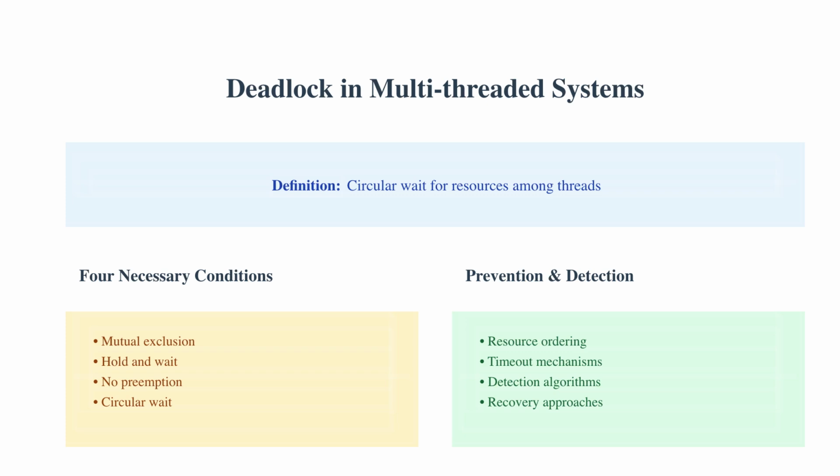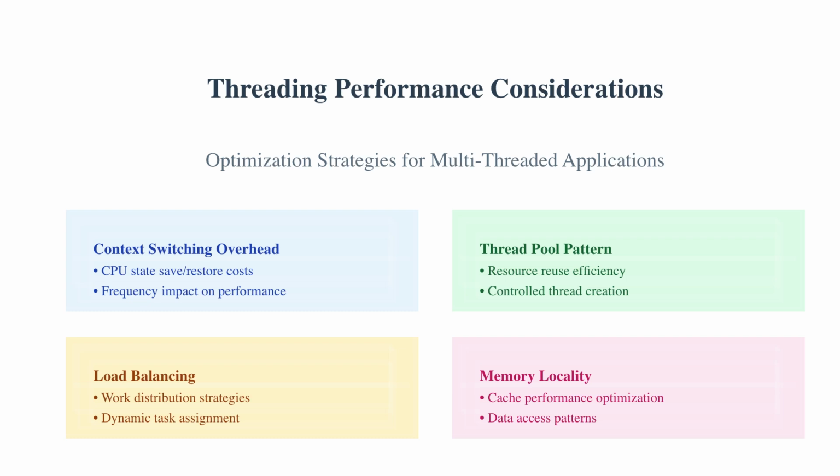For a deadlock to occur, 4 specific conditions must all be present simultaneously. These are known as the Coffman conditions, and understanding them is crucial for both preventing and detecting deadlocks. The 4 necessary conditions are: mutual exclusion, resources can't be shared; hold and wait, threads hold resources while requesting others; no preemption, resources can't be forcibly taken away; and circular wait, a cycle of threads each waiting for the next thread's resource.